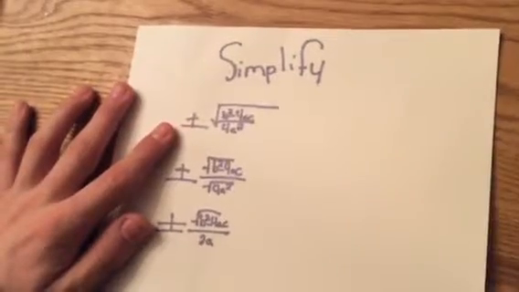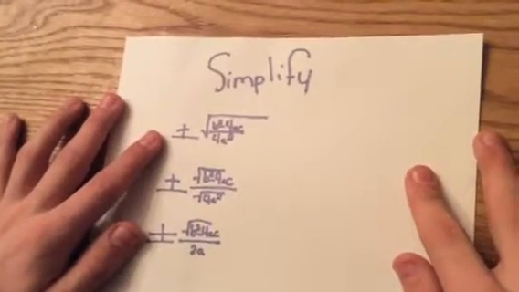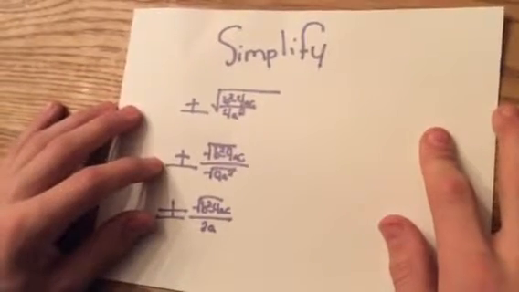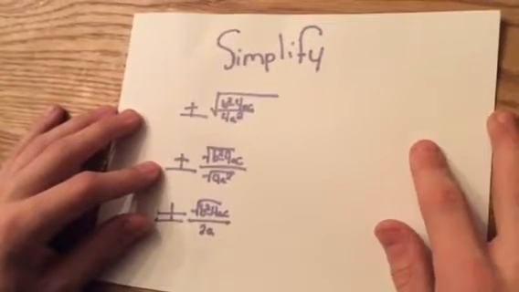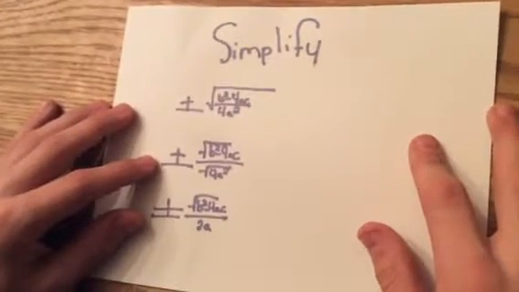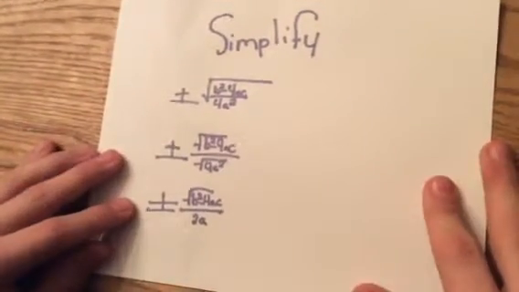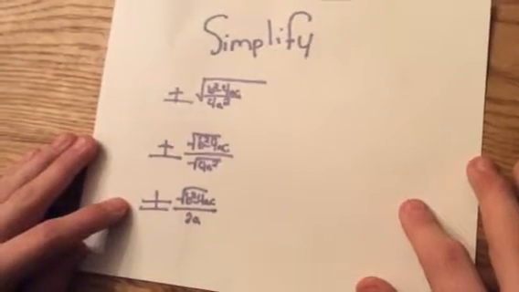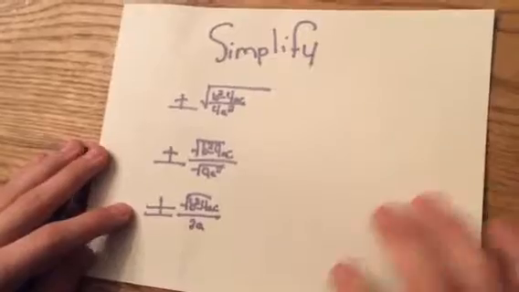Plus minus the square root of b squared minus 4ac over 4a squared can be simplified into plus minus the square root of b squared minus 4ac over the square root of 4a squared. This, in turn, can be simplified into plus minus the square root of b squared minus 4ac over 2a.